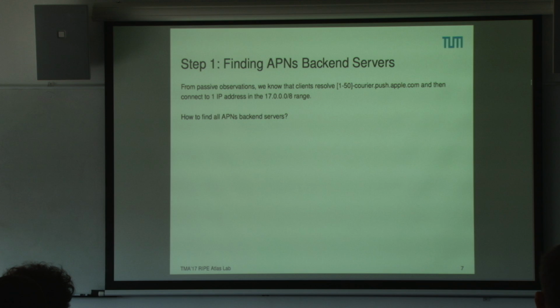Then the first step would be we need to find those back-end servers. So it's a huge service. As we said, there are hundreds of millions of devices connecting to that service probably every day. And from passive observations, we know that they pick one of these DNS names to connect to that service. We also know from passive observations, but also from the documentation that Apple provides, that the servers will be located in this rather big IP range. So now the question is, how do we find all the backend servers that APNS uses? Any ideas?